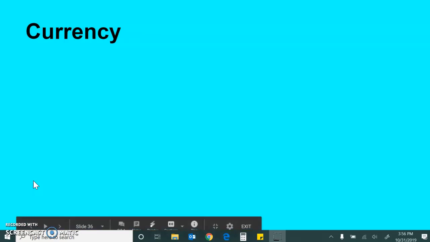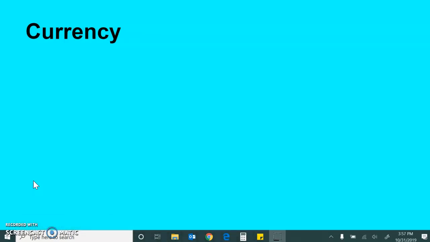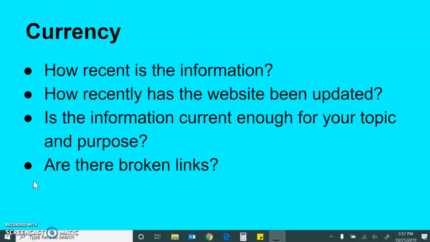So first, currency. When we look at currency, we're looking at how recent the information is. And there are several questions that we can ask ourselves as we think about the currency of the source. So looking at how recent the information itself is, or how recently the website has been updated. And also considering if the information is current enough for the topic and purpose of our writing, because sometimes that varies depending on what we need to use the source for.